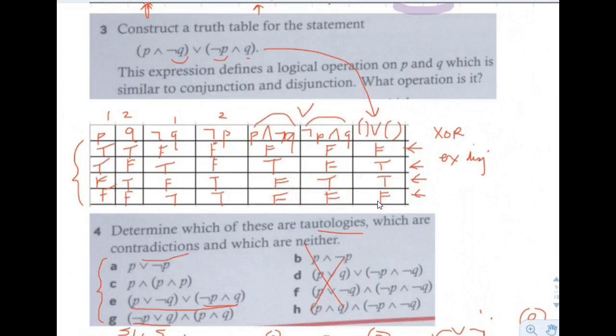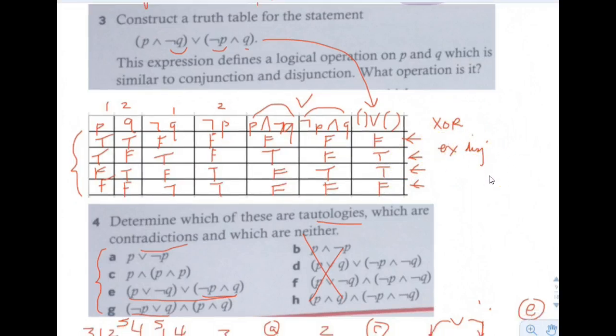And now what I'm going to do is look to see what kind of operation this is. So we're going to compare this to the input values P and Q. When both P and Q are true, the operation is false. When both P and Q are false, the operation is false. Only when one, but not the other, is true, then it's true. And does that sound familiar? It's XOR, exclusive or, also known as exclusive disjunction.